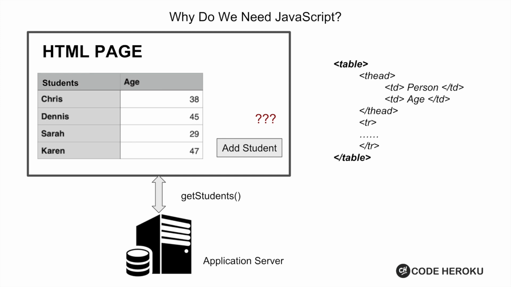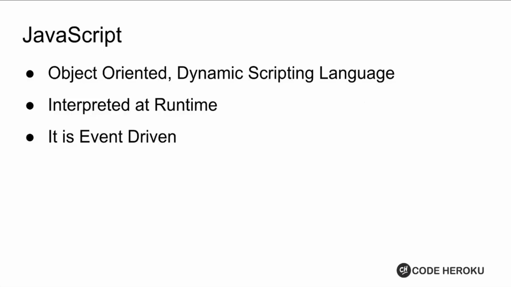So here's what we are saying. JavaScript adds interactivity to HTML pages. That's why we need it. So let's see what JavaScript is. JavaScript is an object-oriented dynamic scripting language.